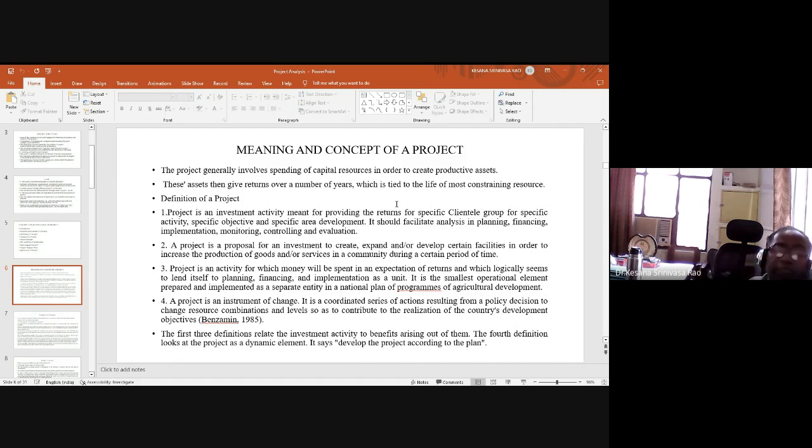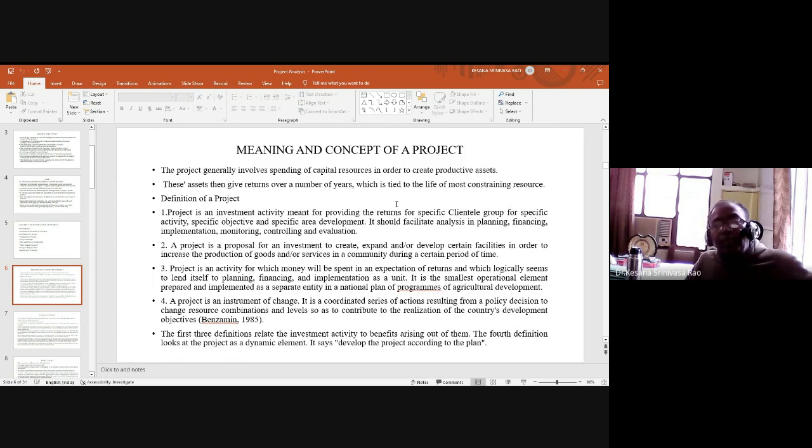Fourthly, a project is an instrument of change. It is a coordinated series of actions resulting from a policy decision to change resource combinations and levels so as to contribute to the realization of the country's development objectives. So, this is what you have to see in a broader sense. If a country wants to develop or perform its own developmental objectives, it has to see these things.